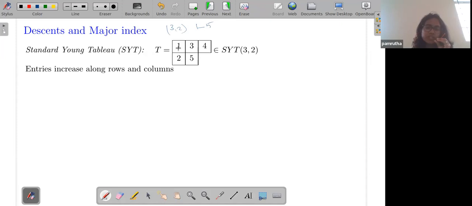What we can do here is fill the boxes with the integers 1 to n in such a fashion that when you go from left to right or top to bottom, in both cases, the numbers should be in increasing order. This is the only condition. You can consider that it should increase along the rows and columns. So this is also an example of a standard. Sorry, I made a mistake.